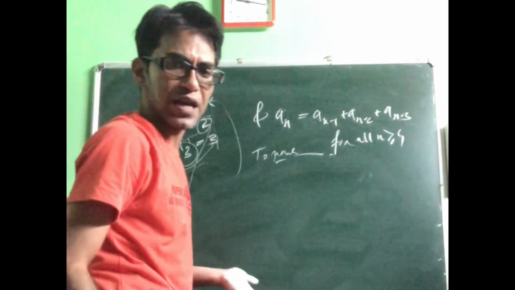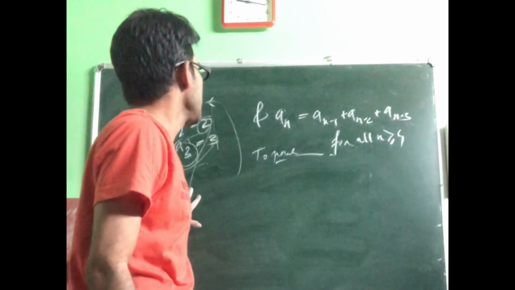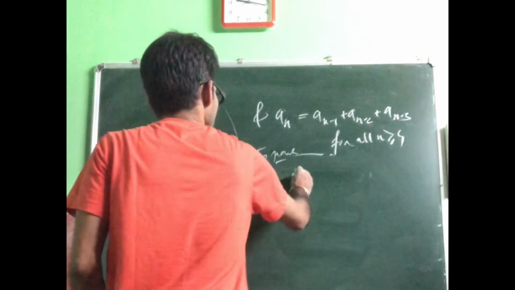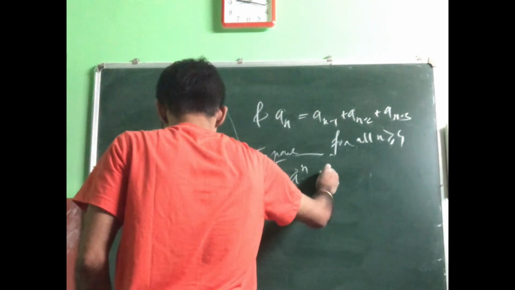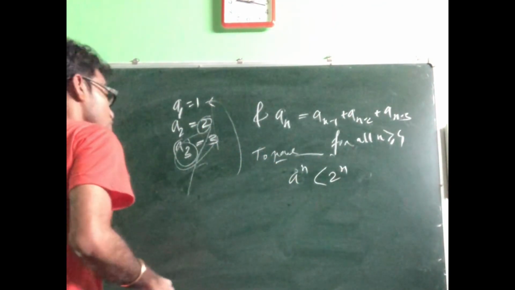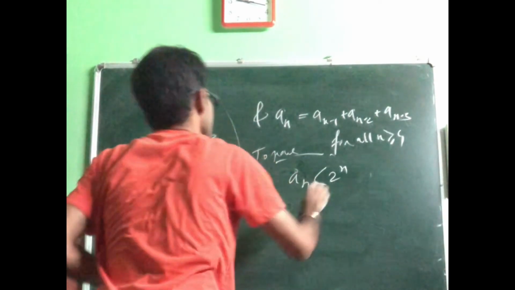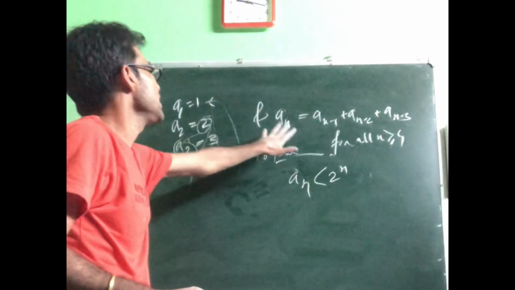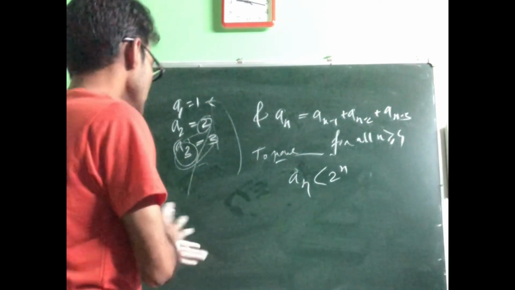So this is what I have for the base case, and then I need to prove these statements. So I already wrote what I require to prove. I need to prove a n is less than 2 to the power n. This is what I am supposed to prove using this given fact.